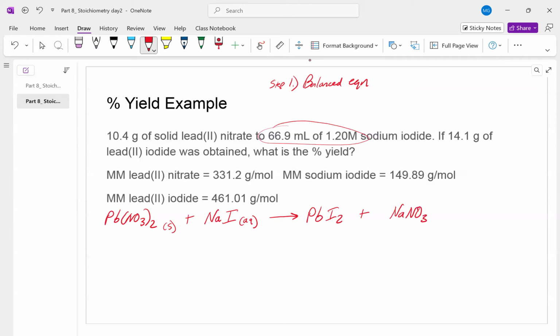Now, to wrap this up, just to have it completely correct, we'll balance it. Look at your solubility chart. I know it's kind of from another unit. When you look at that, you'll see that sodium nitrate is completely soluble, but lead iodide will form a precipitate.